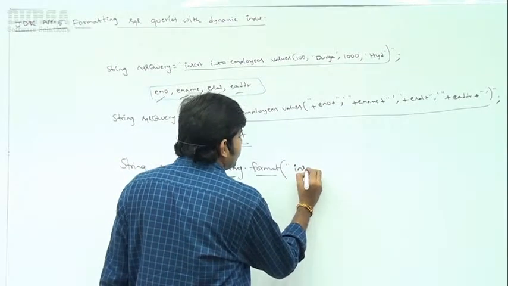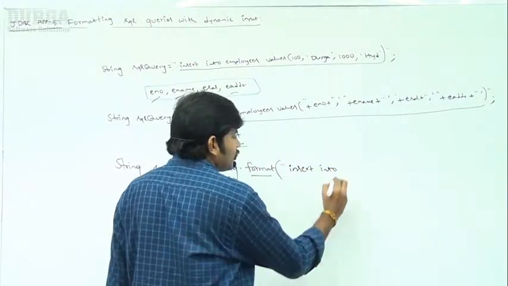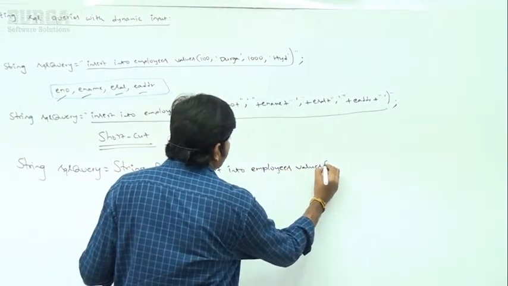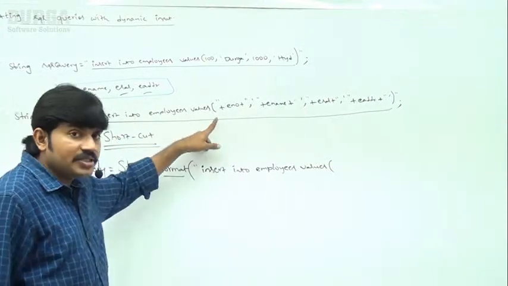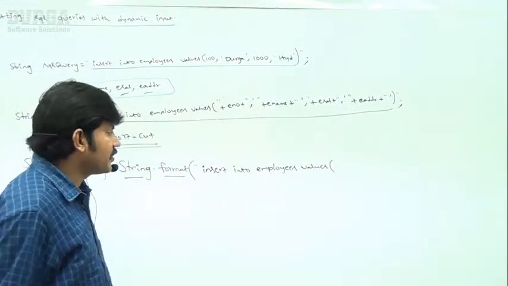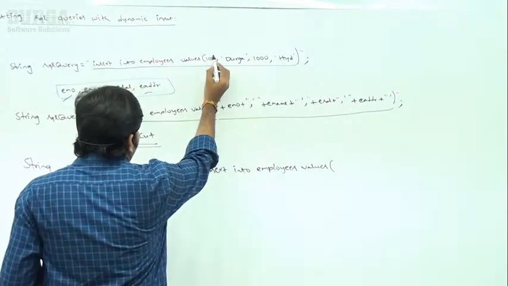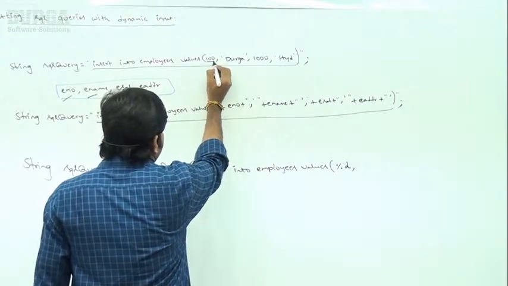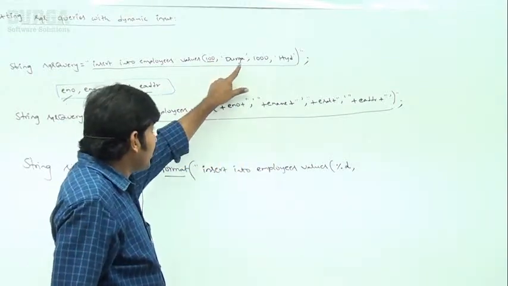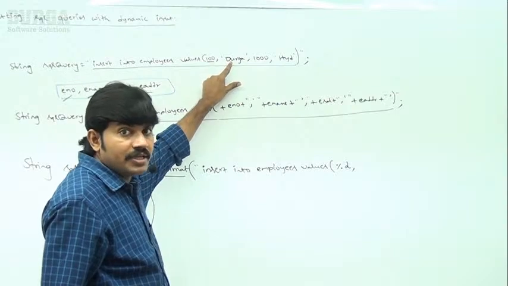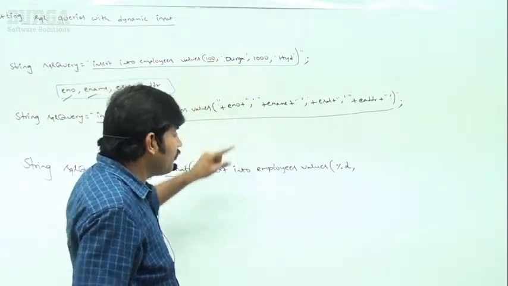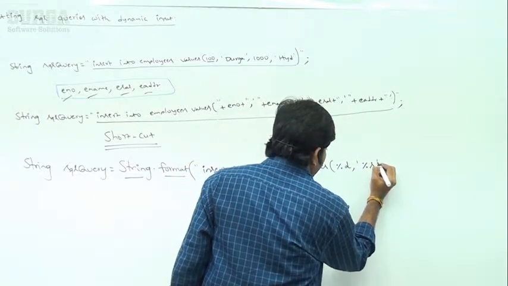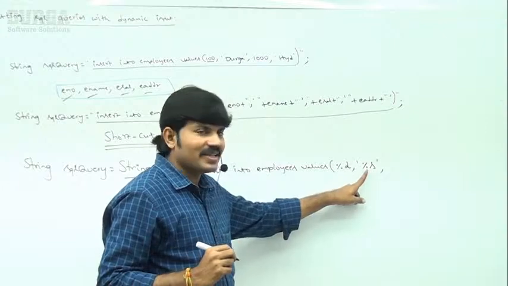Insert into employees values, bracket open. Now observe where the difference is between the traditional approach and this approach. What is the first one, sir? Employee number, percentage D. Directly, instead of the employee number, percentage D. What is the second one, sir? Employee name. But the employee name should be within single quotes. That's why single quote open, percentage S. Single quote open, percentage S directly.